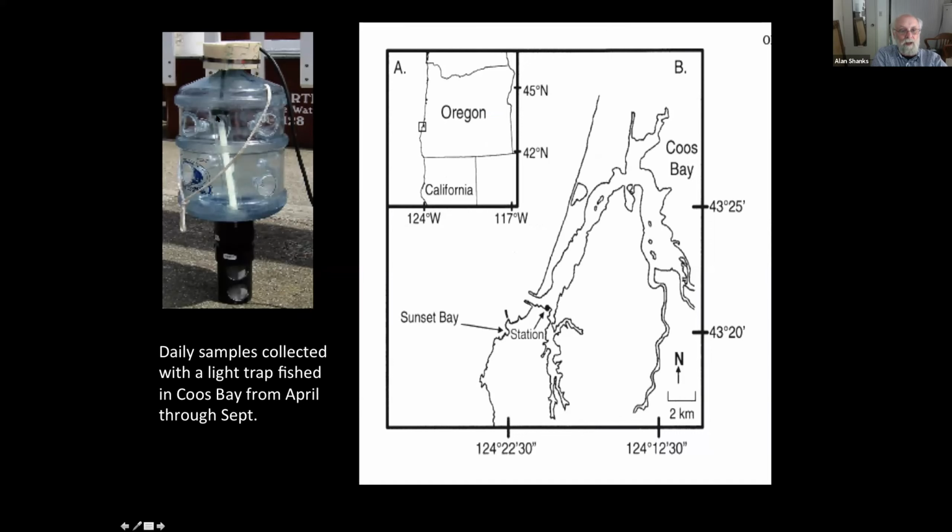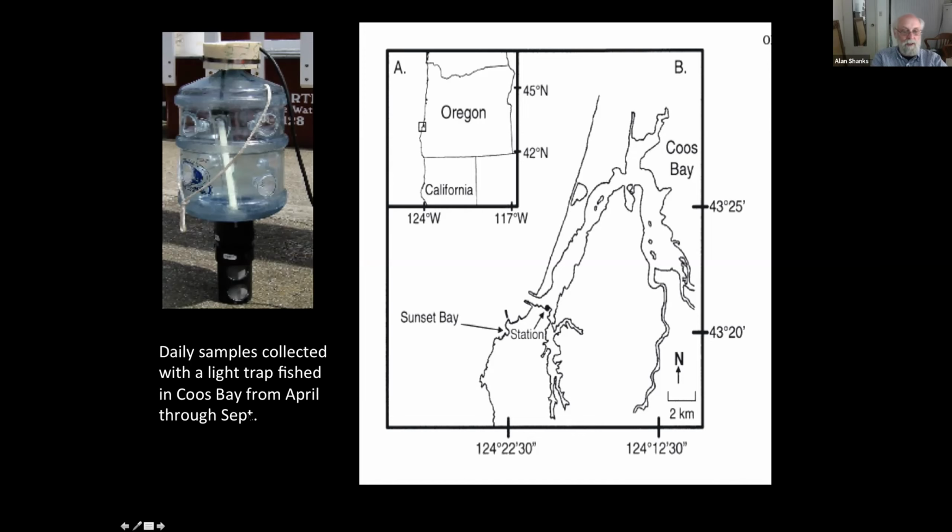It's got a light in the side, and then there's sea water. The crabs are very strongly attracted to light. They swim towards the light, find the funnel, swim inside, and they get stuck. And so every day we go out and pull the trap and count the number of megalopae that we caught.